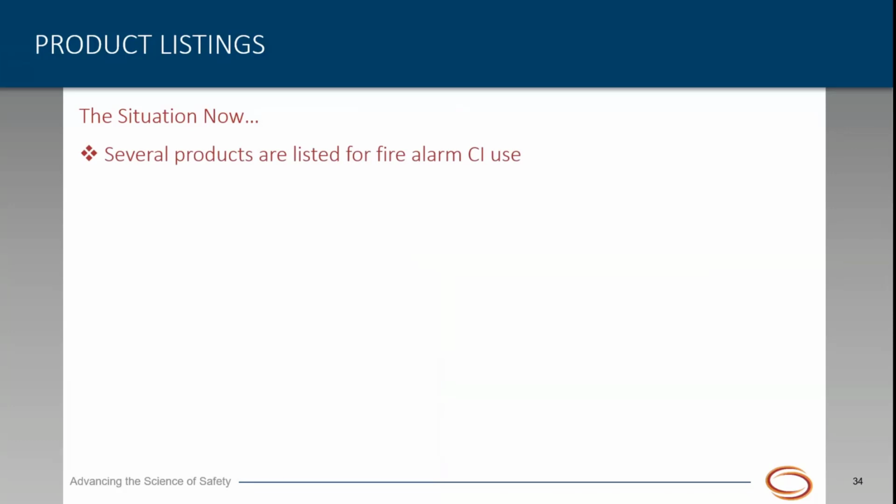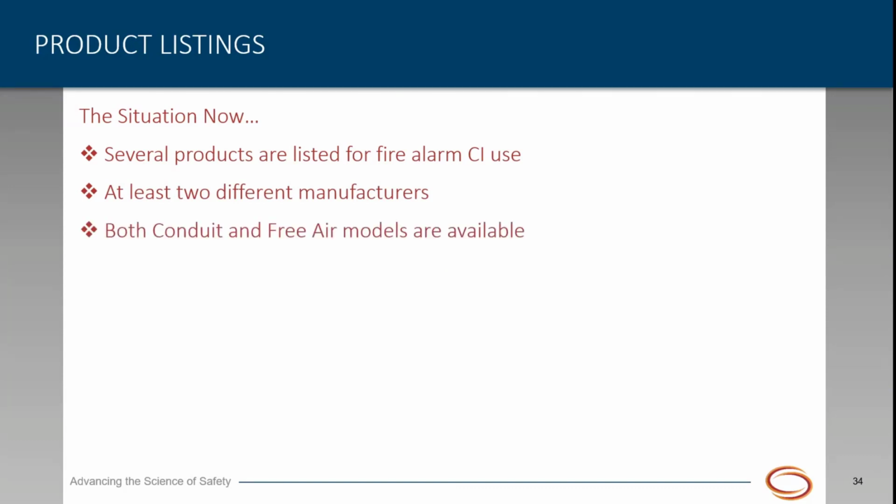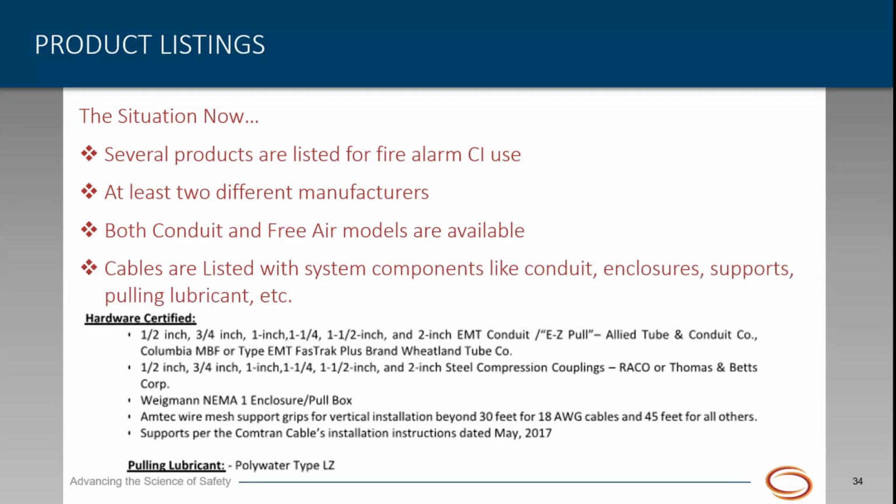Well, several products are now listed for fire alarm circuit integrity use. There's at least 2 different major manufacturers, at least in the US, that are making these. We have both conduit and free air models that are available, but the listing has changed a little bit. The cables are listed with system components like conduit, enclosures, supports, pulling lubricant, all of that. The data sheet, like the example that's shown here, lists the component and the specific manufacturer and model number of various things. Now, if other components are used in lieu of these, it would not meet the UL listing.